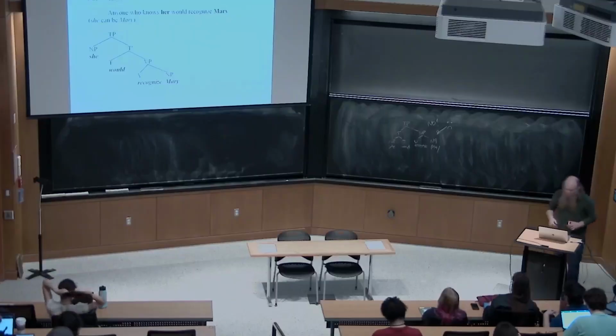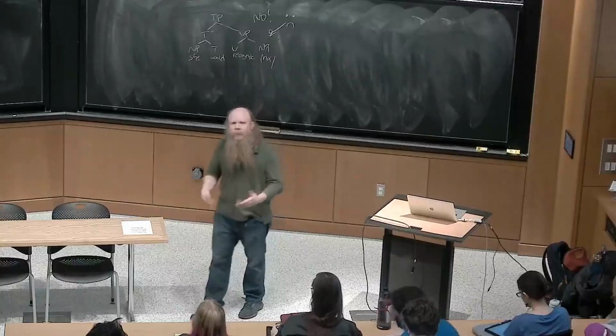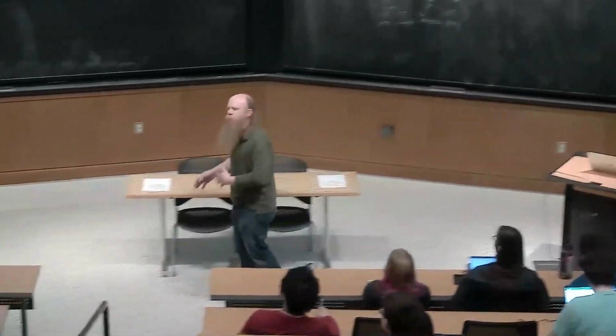Okay, so that tree up there. If we use that tree up there, we can account for the contrast between the two sentences on the slide with the following principle. It goes like this. If you have an NP, like she, that merges with another node, let's call it alpha, the NP can't refer to any of the names that are inside alpha, any of the names that are dominated by alpha. I'll keep it specific to names for now.